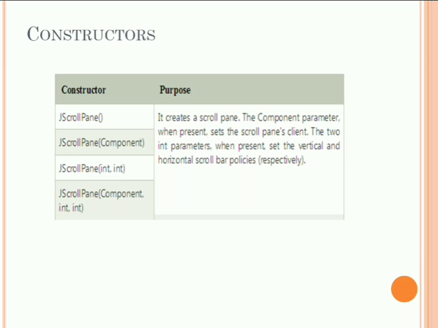The two int parameters when present set the vertical and horizontal scroll bar policies respectively. Why two ints? Because it can scroll vertically and horizontally, upward, downward, left, right side. That's why we need these two int values, so that by whichever value is given in that int, we can shift the screen, or zoom out, or scroll towards that particular size. That is nothing but the purpose of all these constructors.